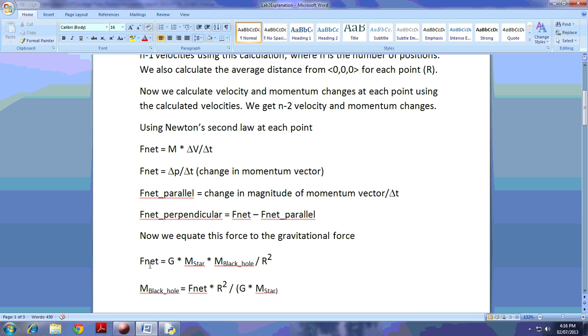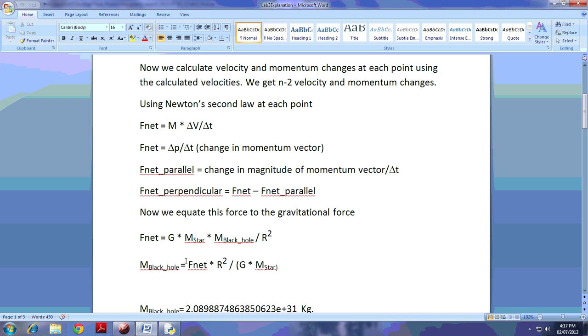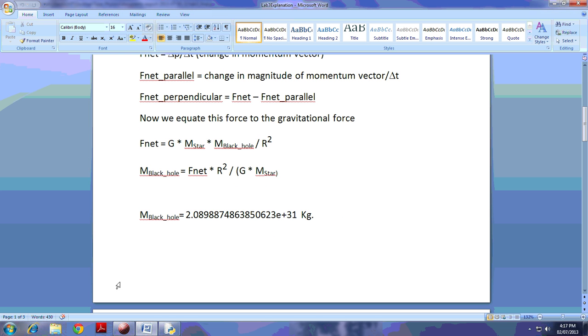We know F-net is equal to the gravitational constant multiplied by the mass of the star times the mass of the black hole divided by r squared. We know everything but the mass of the black hole, so we changed the equation so we could figure out the black hole's mass. So the equation is now the mass of the black hole is equal to F-net multiplied by r squared divided by the gravitational constant times the mass of the star. And with that equation, we figured out that the black hole's mass is equal to 2.089 × 10^31 kg.